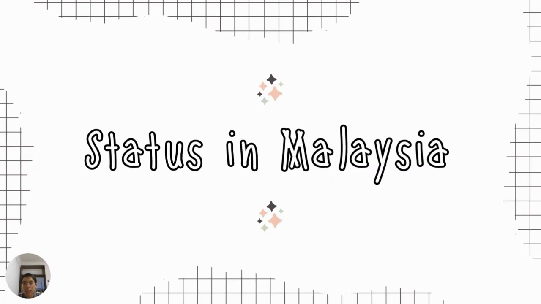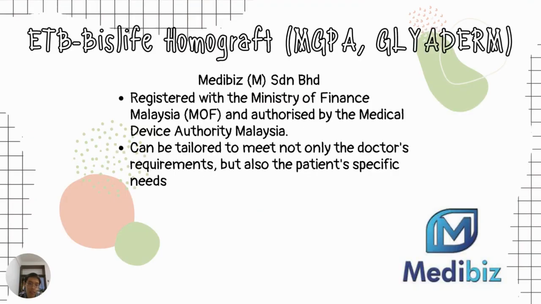Now, you must be wondering if this skin graft technology is readily available in Malaysia, and fortunately, the answer is yes. One of the companies is Medibits, which specializes in the supply and distribution of products for burn care and skin transplantation for surgery purposes. The skin graft product that they supply is ETB Bislife homograft, and this is similar to one of the derivatives of GPA.